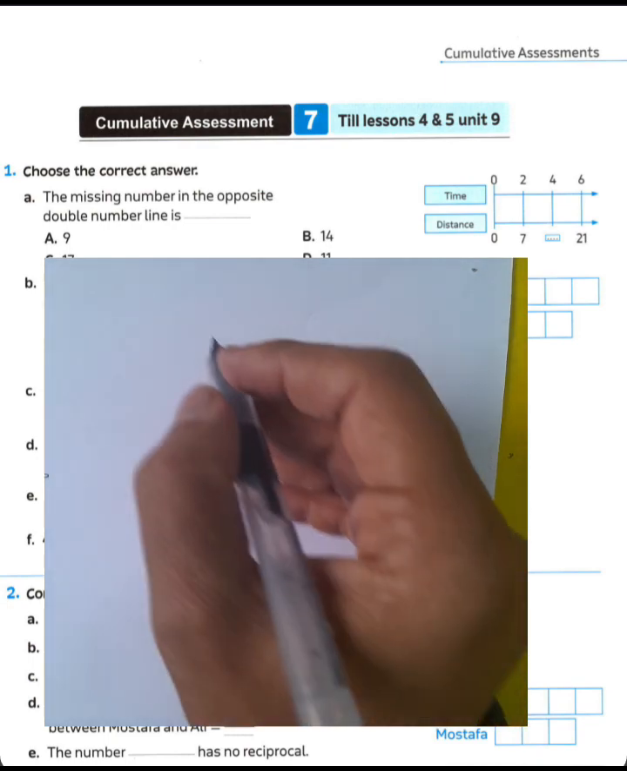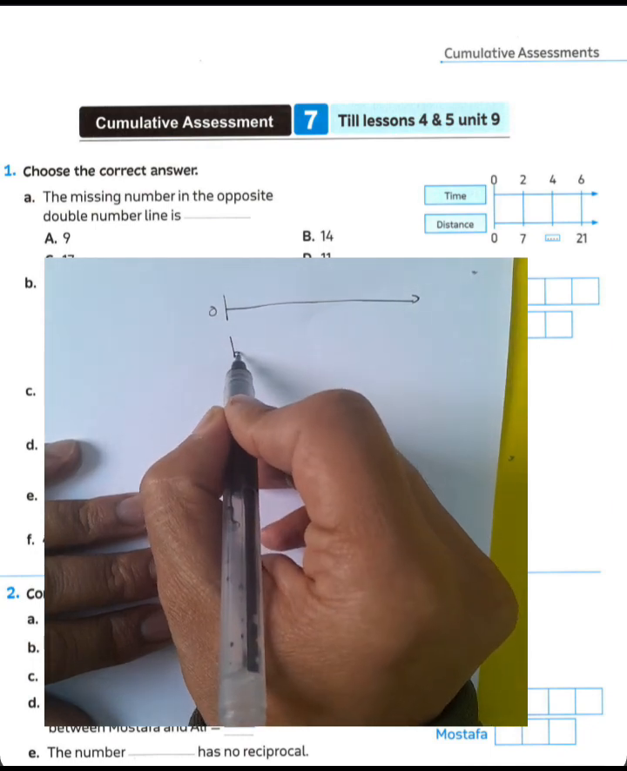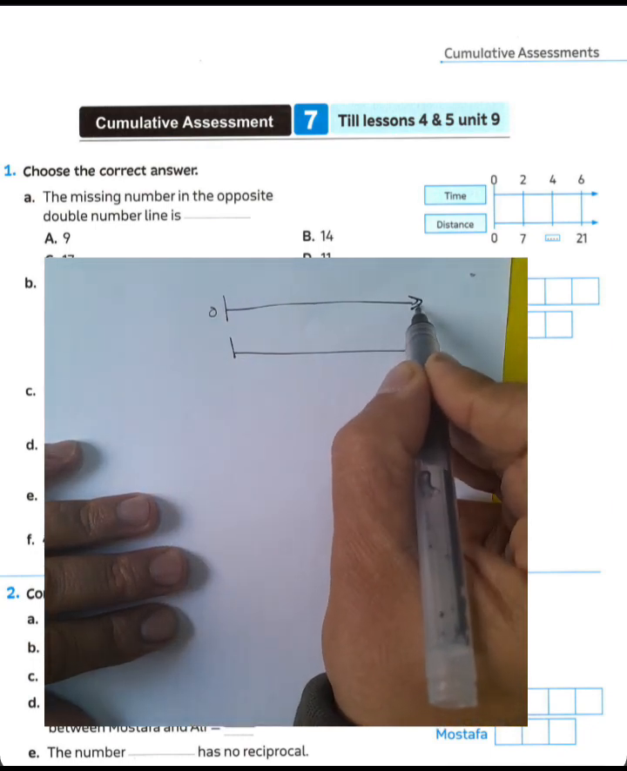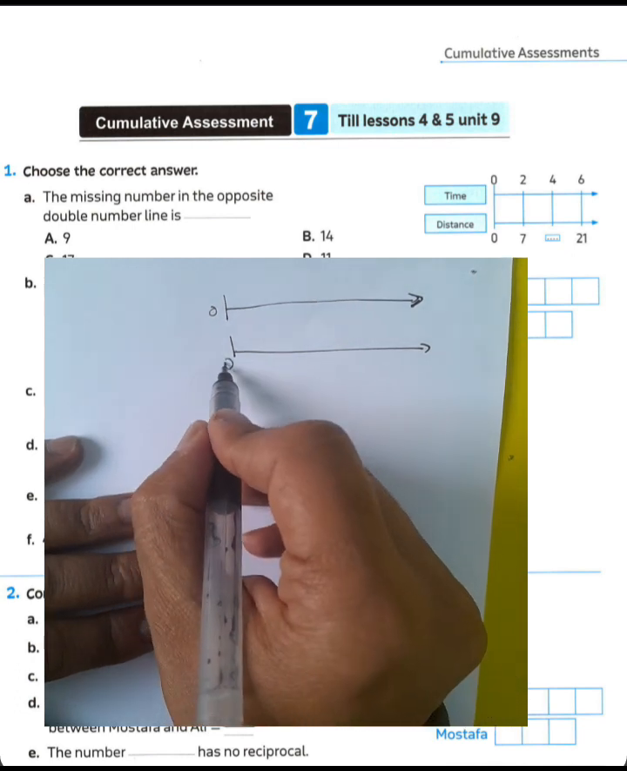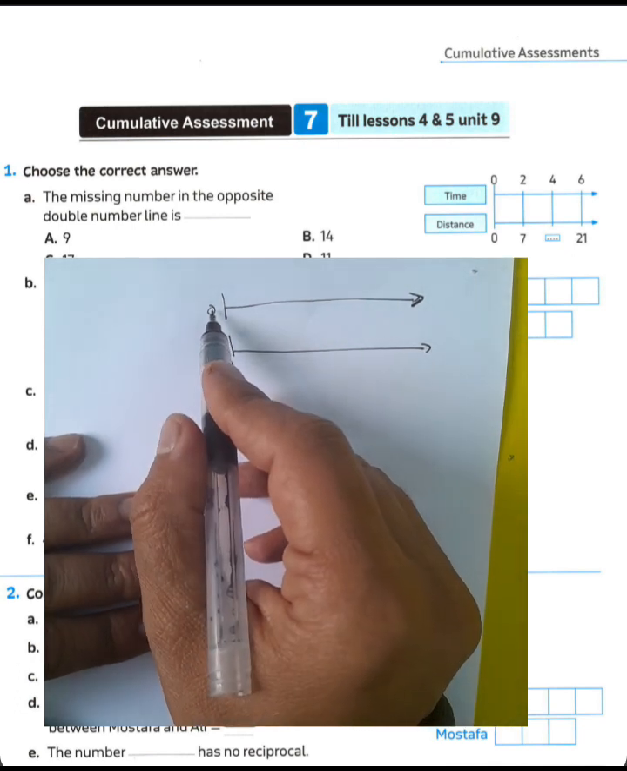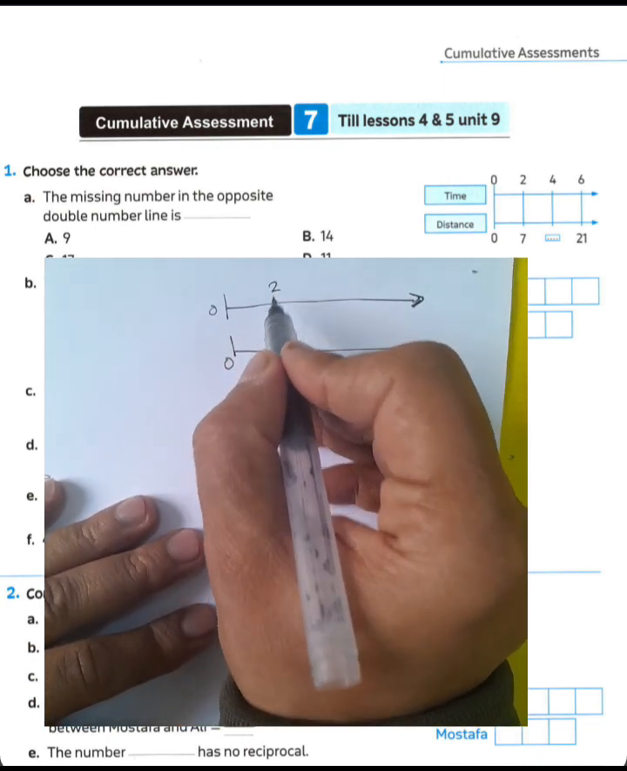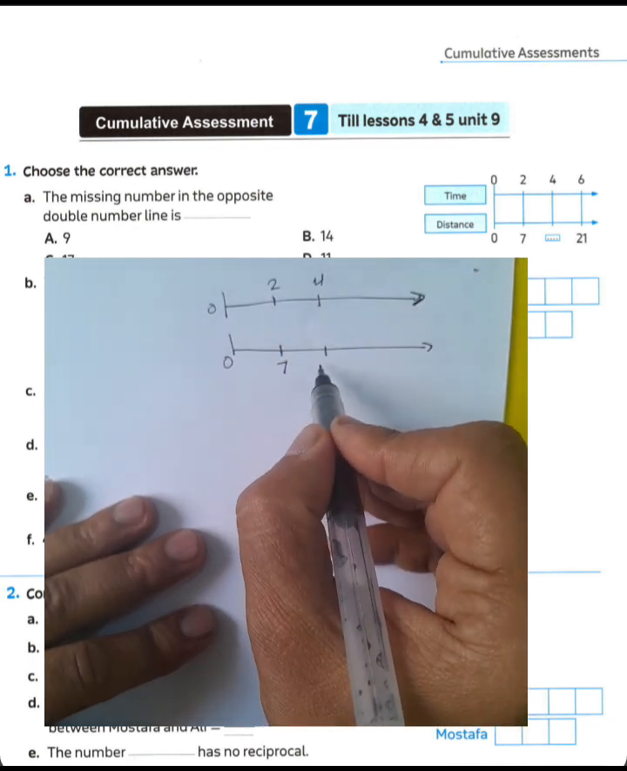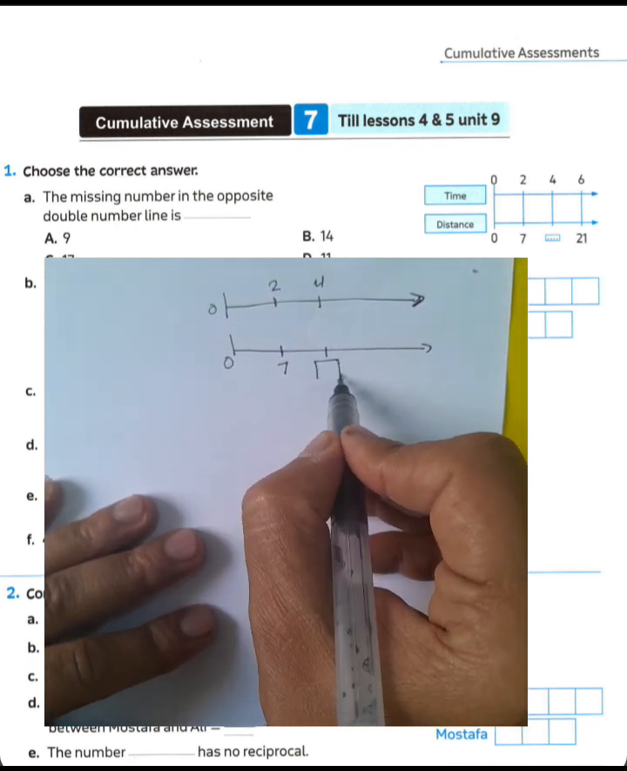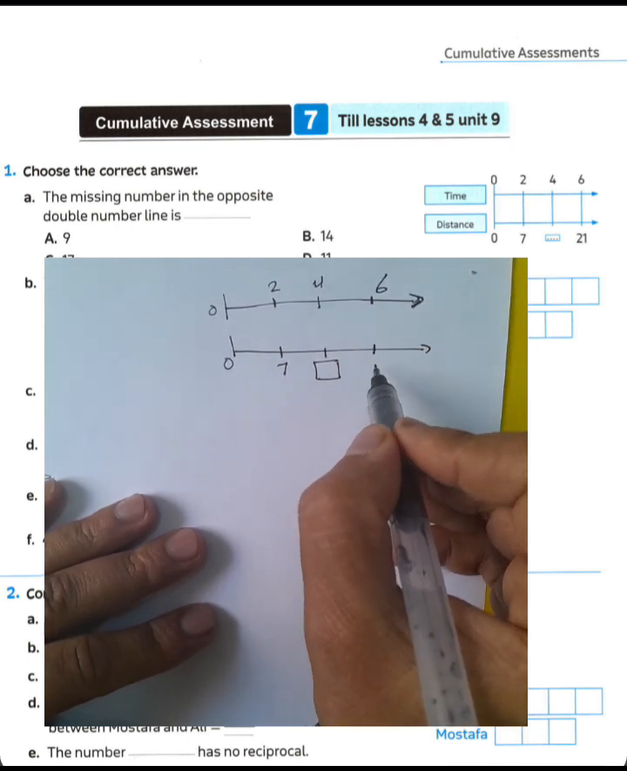We have a number line beginning here from 0, and a second number line beginning here at 0. The 0 here refers to the distance and this refers to the time. 2, opposite of it 7, 4, opposite of it space, and 6, opposite of 21.